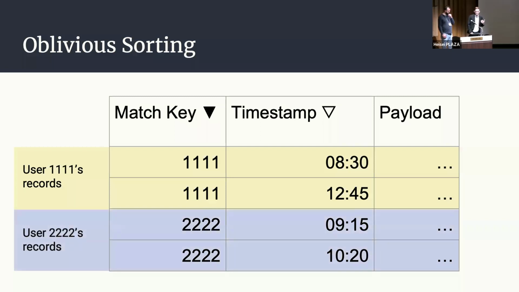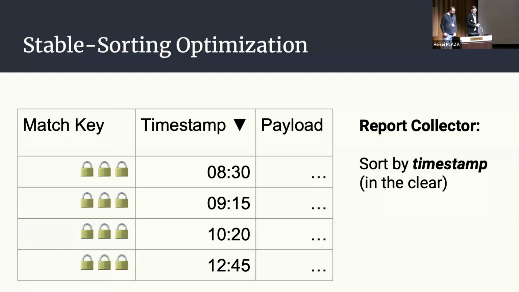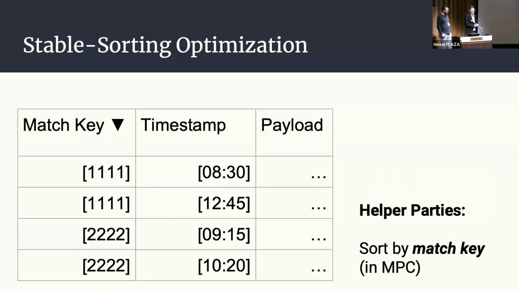Now, we're able to perform our sorting. Our goal is for all the reports that have the same underlying match key to be adjacent to one another and sorted by time. So naively, you could accomplish this via an oblivious sort by both match key and timestamp. We realized that the timestamp doesn't need to remain oblivious, at least to the report collector, and thus they're able to pre-sort by timestamp before the MPC. We can then use a stable sorting protocol to sort by the match key, and the reports will be grouped together by match key and in chronological order, just as we need them.